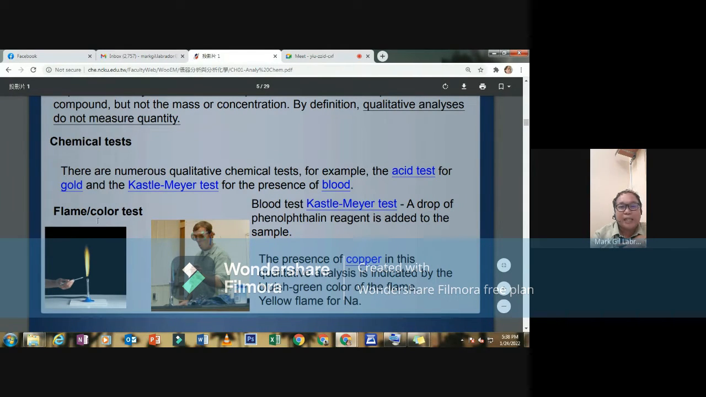Pwede tayo chemical test. Meaning there are numerous qualitative chemical tests. Actually, napakarami. Pwede tayo acid test, to test the presence of an acid. Halimbawa ito, acid test for gold. Another one is the Kastle-Meyer test for the presence of blood naman. Actually, if you want to research, marami yan sa Google, mga different types of chemical tests.